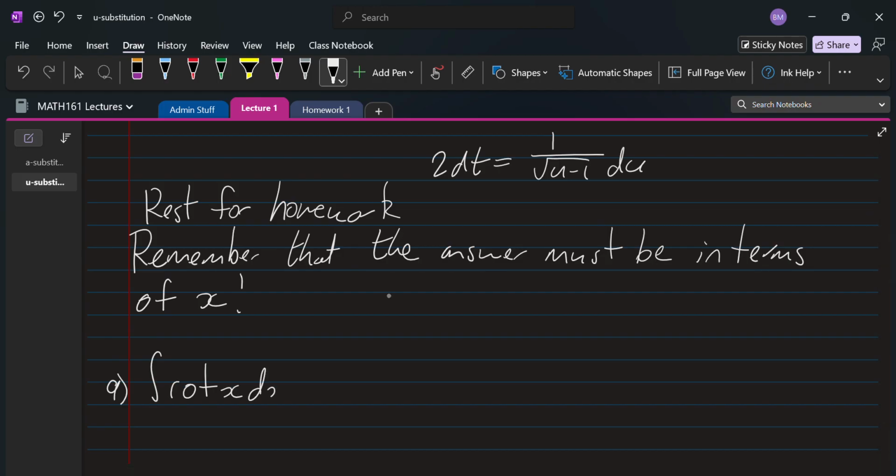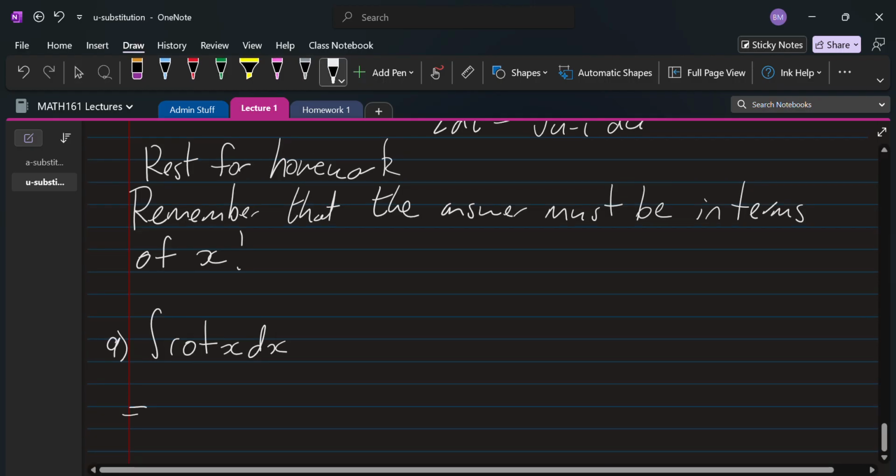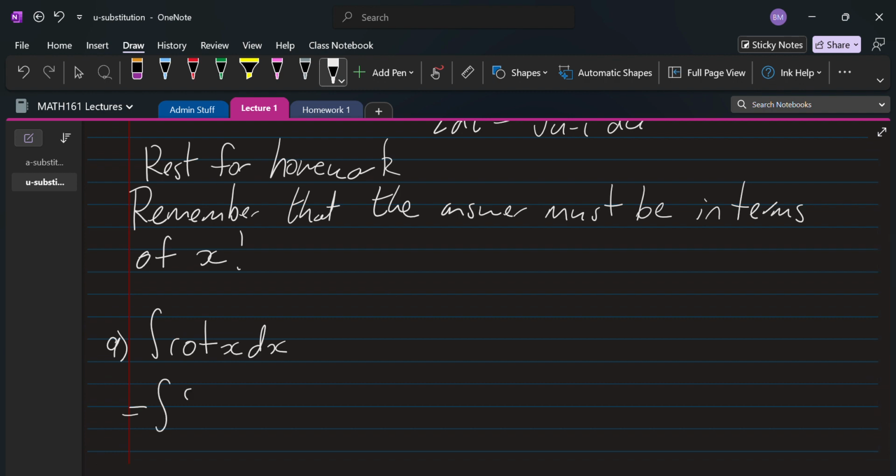Number 9, we have the integral of cot x dx. You might have memorized this from last year, but if not, we'll go through it again. If you don't know what it is right away, you just need to know that cot is 1 over tan. So if tan is sine over cos, then cot is cos over sine. It's the other way around.